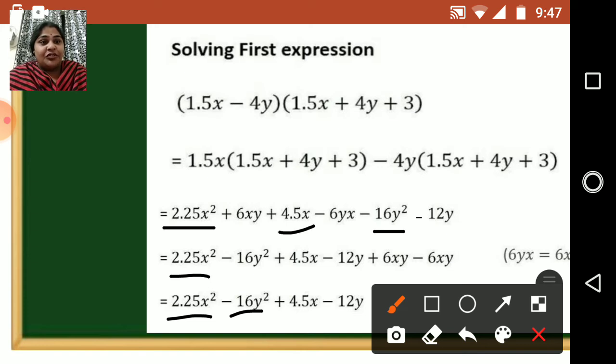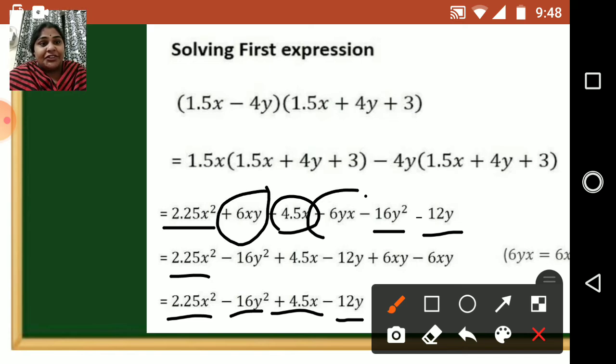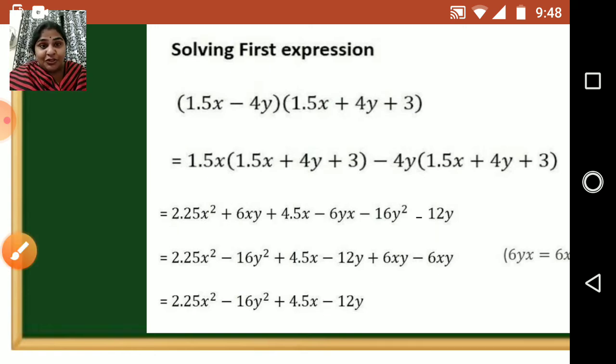Now here you can see 4.5x, and 4.5x is also unlike. So 4.5x again here. Negative 12y, again negative 12y, same, because there is no other like term. But here, children, positive 6xy and negative 6xy get cancelled. One term is positive, one term is negative with the same coefficient, same variable, so it gets cancelled. So the final answer will be the remaining terms, that is 2.25x square minus 16y square plus 4.5x minus 12y.